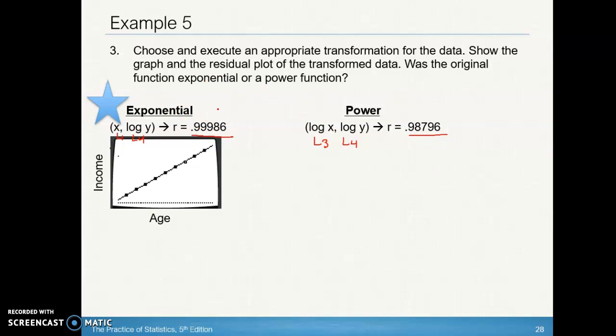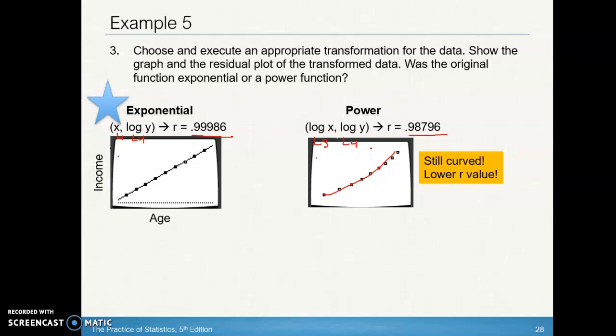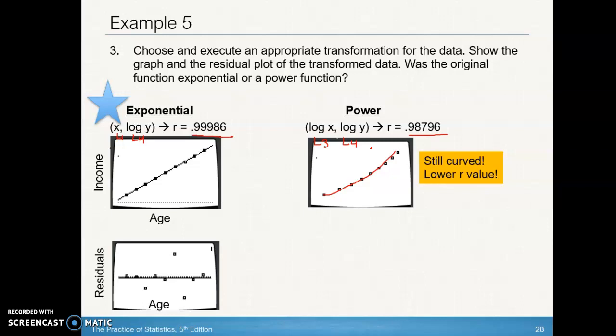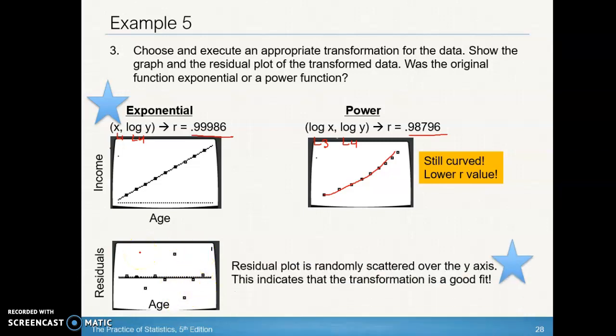Notice when I graph x versus log of y, that's pretty linear. Notice when I graph log of x versus log of y, I still kind of have a curve here, which isn't fantastic. It's still curved and I have a lower R value. Let's now compare the residuals. The residuals for this one are randomly scattered above and below, which is good. So now we know A, the R value is high, B, my graph is linear, and C, my residuals are randomly scattered above and below, therefore it's most likely the best fit.